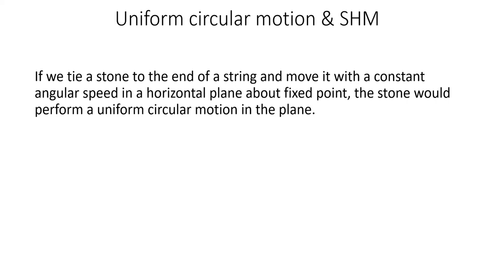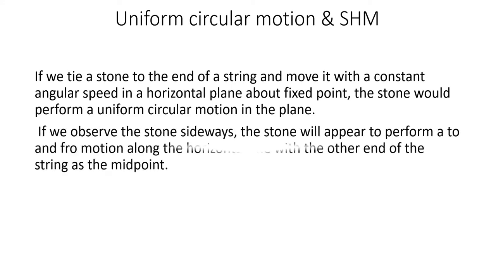Now we will discuss uniform circular motion and SHM. Is there any relation between uniform circular motion and SHM? If we tie a stone to the end of a string and move it with a constant angular speed in a horizontal plane about a fixed point, the stone would perform a uniform circular motion in the plane. Already you know that, what happens? That object will perform uniform circular motion.